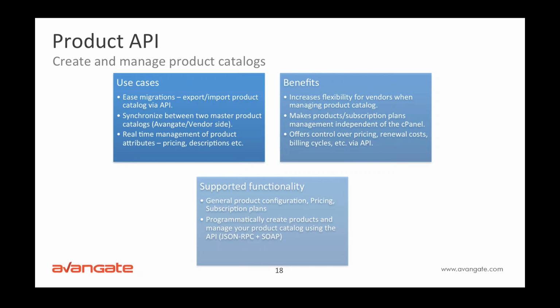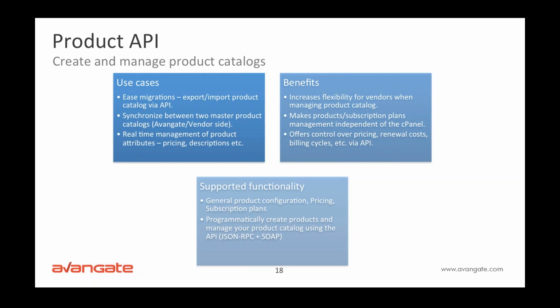We're envisioning use cases, and we've heard this feedback from some of you, around helping you migrate from your sandbox account to your production account as easy as possible. And this is something that the product API will help you do, because you'll be able to extract the entire product catalog from one account, and just have it available in another account.